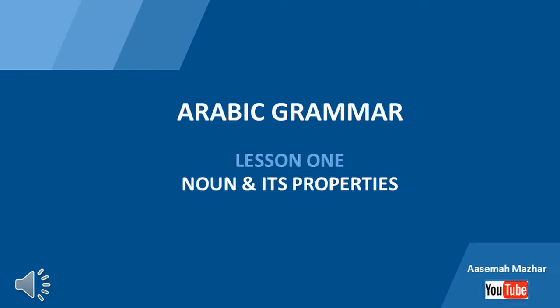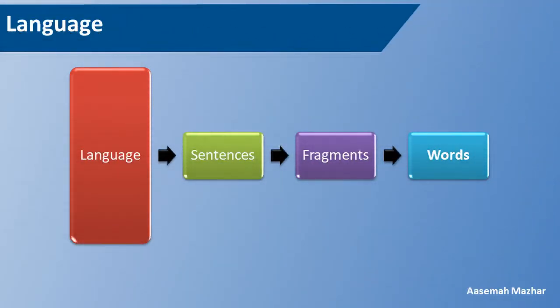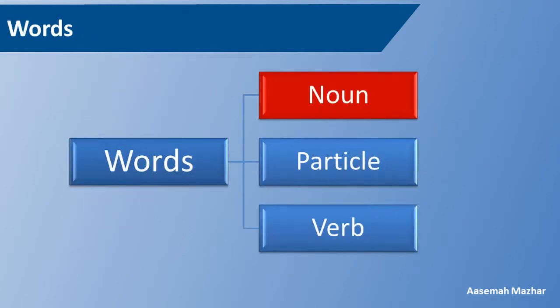Inshallah, we'll do the first lesson of Arabic grammar today. Arabic, just like any other language, consists of sentences. And sentences are made up of fragments. An example of a fragment would be House of Allah. These fragments are made up of words. And words are of three types.